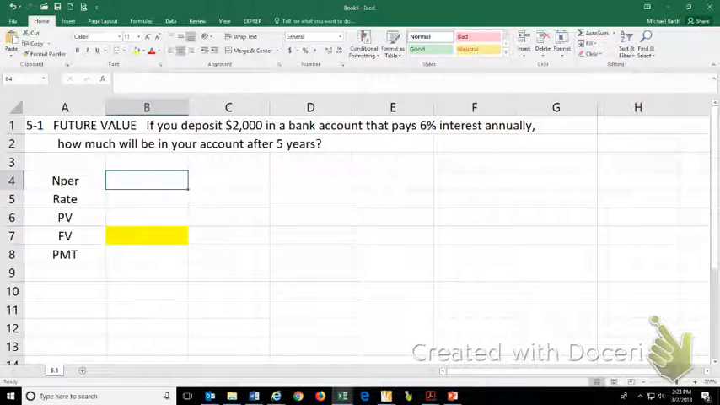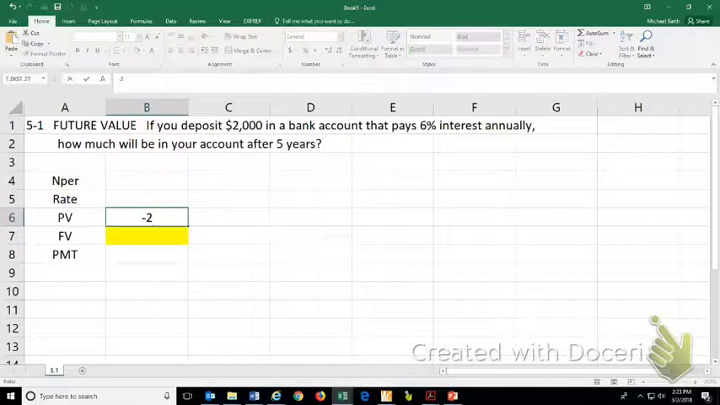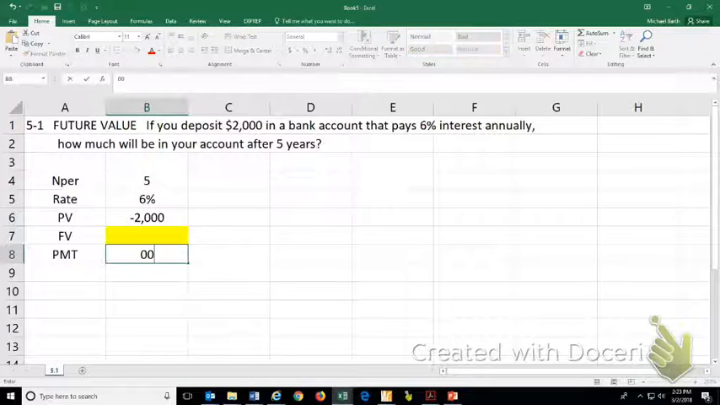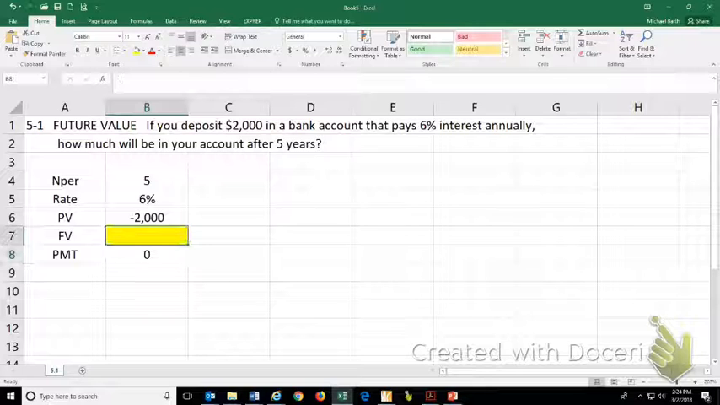You're going to take $2,000 out of your pocket today and put it into a bank account. The bank account will pay you 6% annual interest over the next 5 years. There are no other payments, so that's it.